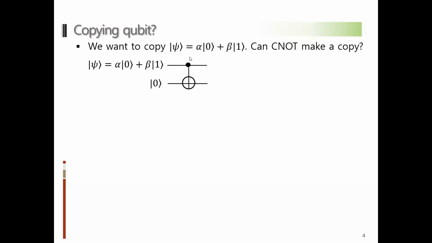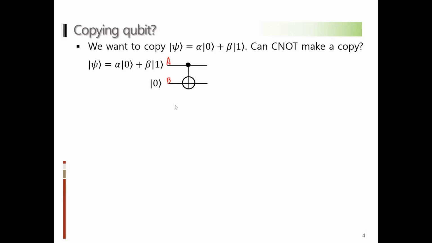And if you look at the action of the CNOT gate, then some people might consider, well, can the CNOT gate make a copy of the qubit? And the answer is no. Let's see why it is the case. Let's start with some original information stored in the first qubit. Maybe you can call this one A and the other B qubit.